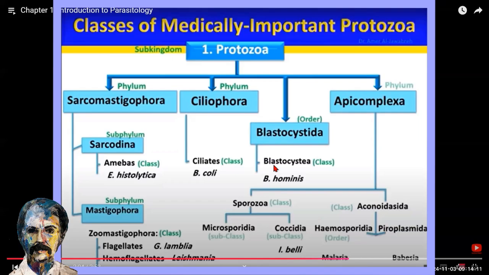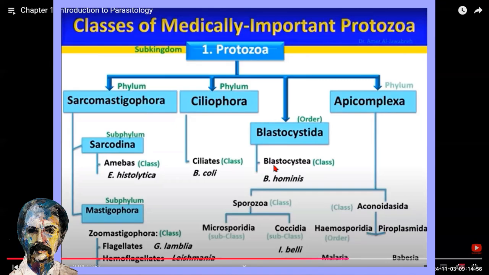The subkingdom goes down to phylum. Phyla, many, and phylum, one. These phyla: number one is Sarcomastigophora, Ciliophora second, Blastocystida third, and Apicomplexa fourth. All the protozoa lie under one of these. The Sarcomastigophora is branched into two types, Sarcodina and Mastigophora.